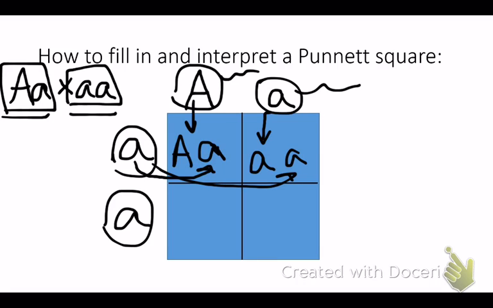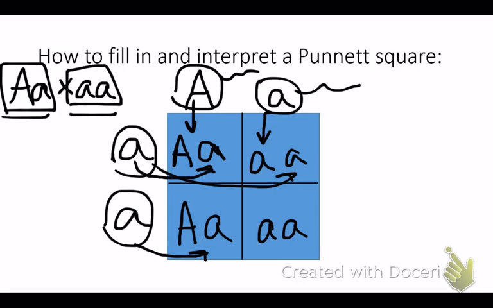But we're going to take the sperm from the first box and the egg from our bottom box here. And lastly, we should have two lowercase a's. And that's how you solve Punnett squares.